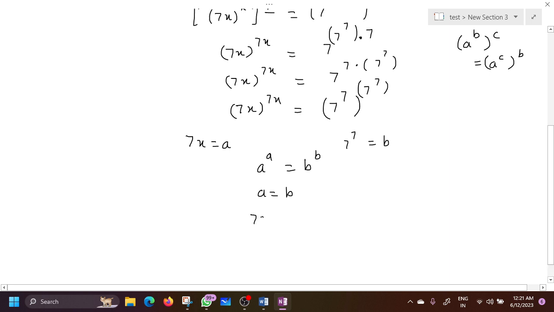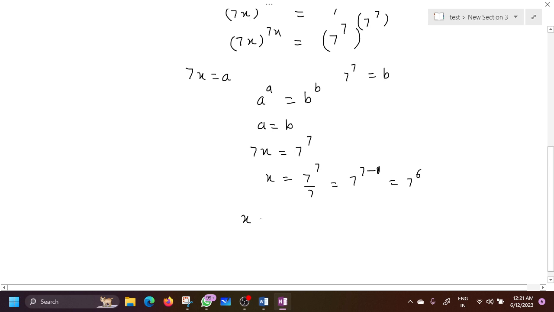So this gives you 7x equal to 7 to the power 7, or x is equal to 7 to the power 7 upon 7, which gives you 7 to the power 7 minus 1, which is 7 to the power 6. So the solution that we are getting is x is equal to 7 to the power 6. Now we need to verify whether this is the only solution or whether there are more solutions to it. So we need to see our equation first.